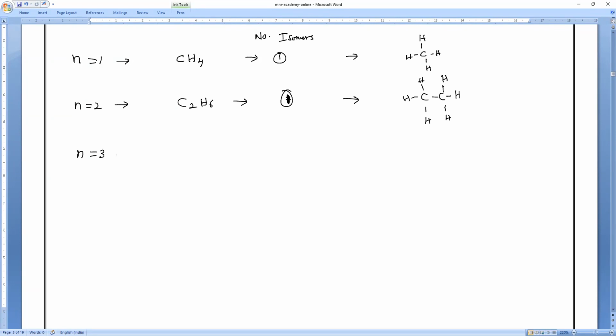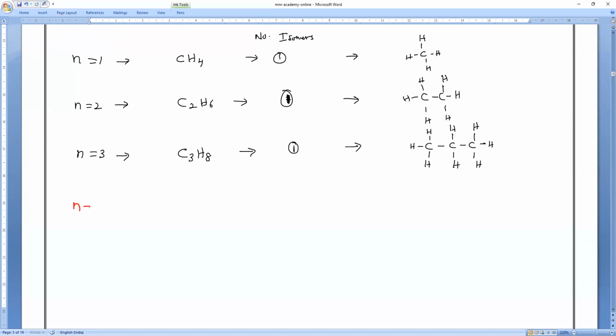Next, n equals 3. C3H8, the number of isomers is 1 only. C single bond C single bond C, because alkanes only. The first carbon has 3 hydrogens, the second carbon 2 hydrogens, the third carbon 3 hydrogens. So this is what it is about.